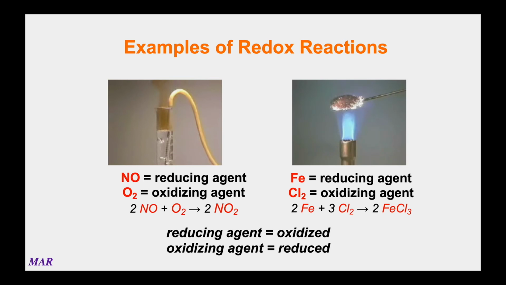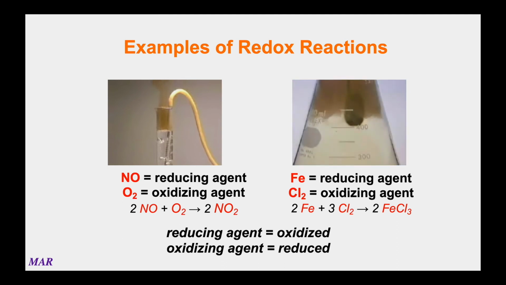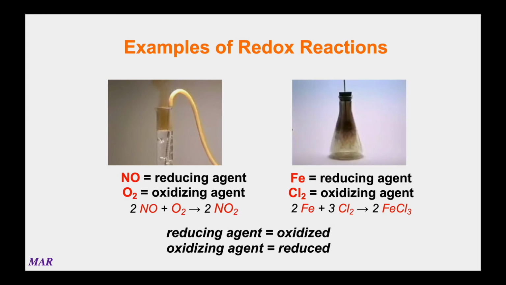When heated iron comes in contact with gaseous chlorine, a reaction immediately takes place, forming a dark brown solid, iron 3 chloride. This oxidation-reduction reaction involves a transfer of electrons from atoms of iron metal to atoms of chlorine, a halogen. So again, here's how these different things can be used.